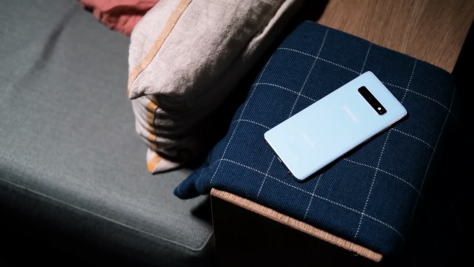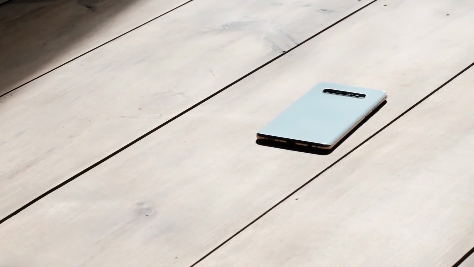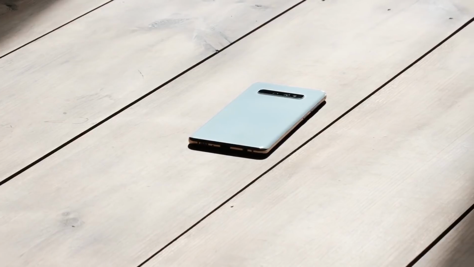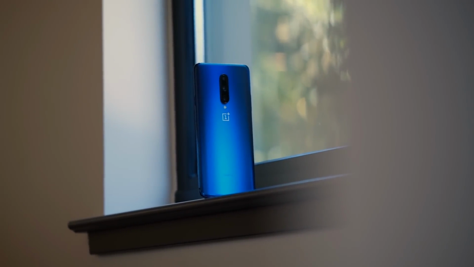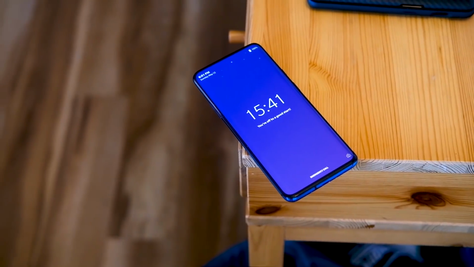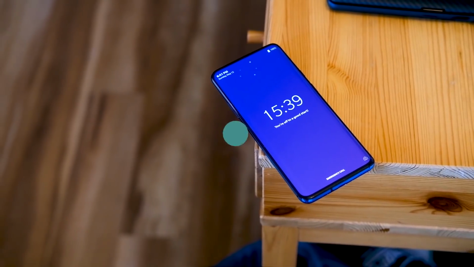Today we're going to be testing the Samsung Galaxy S10 Plus with the Snapdragon 855 with the OnePlus 7 Pro, also with the Snapdragon 855. So let's get started.